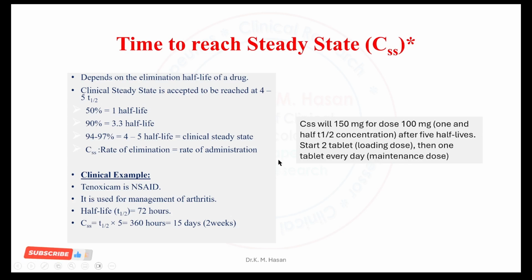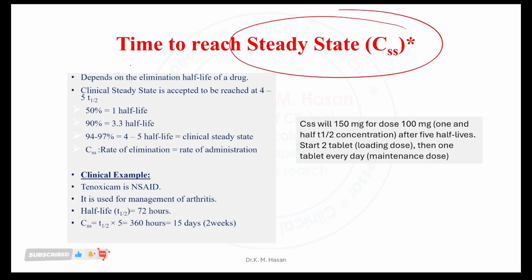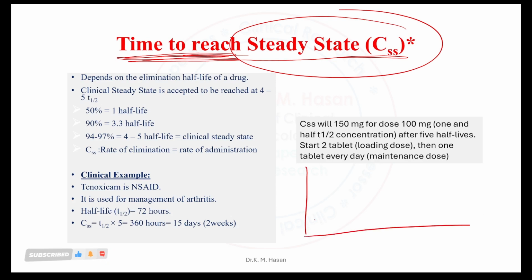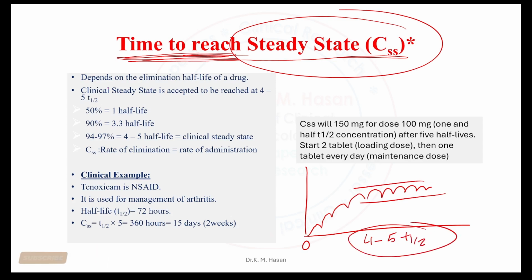Okay, moving to the next important topic, steady state concentration, Css. We ask ourselves, how much time do you need to take the medication to arrive at the steady state concentration? For example, we have zero concentration of the medication before you start, then the medication concentration increases with repeated doses, and after 4 to 5 half-lives, the medication will arrive at the steady state concentration. So steady state concentration depends on the elimination half-life of the drug. Clinically, steady state is reached after 4 to 5 half-lives.